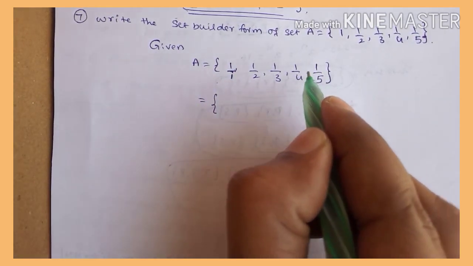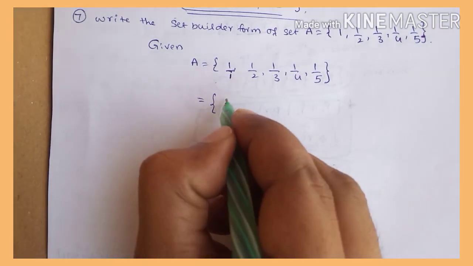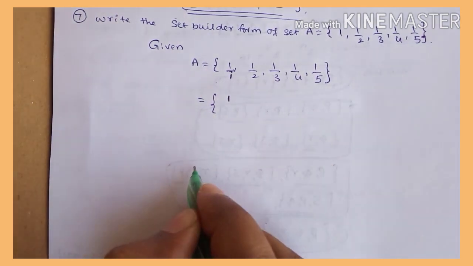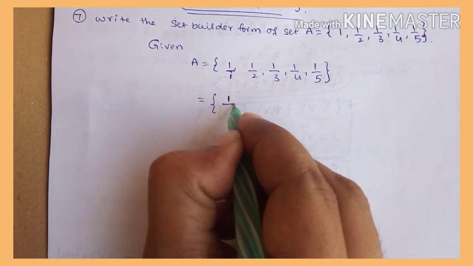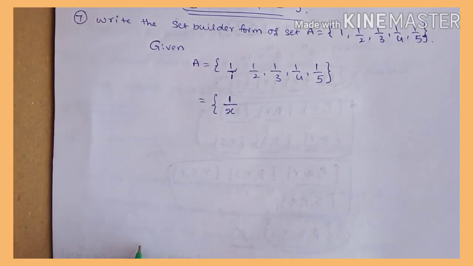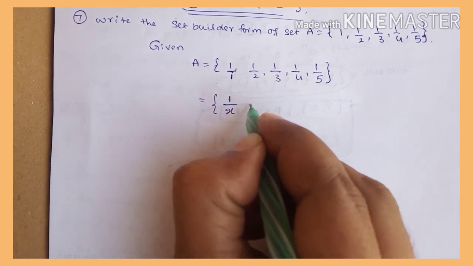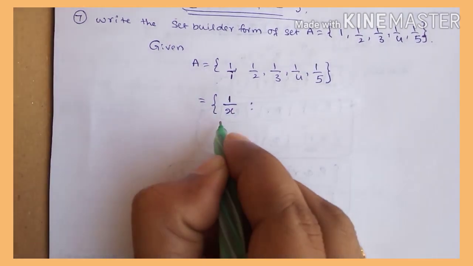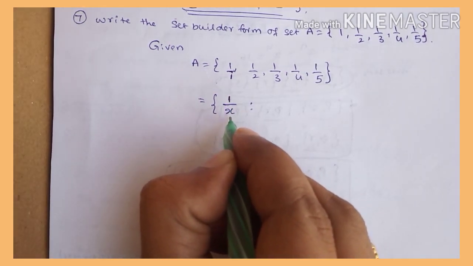What is changing? Denominator is changing. So with the numerator standard as 1, I am writing 1 by denominator, which is changing, so we have to use the variable x. This is the form, students, so don't get confused. This is the form. Now we have to describe this x.